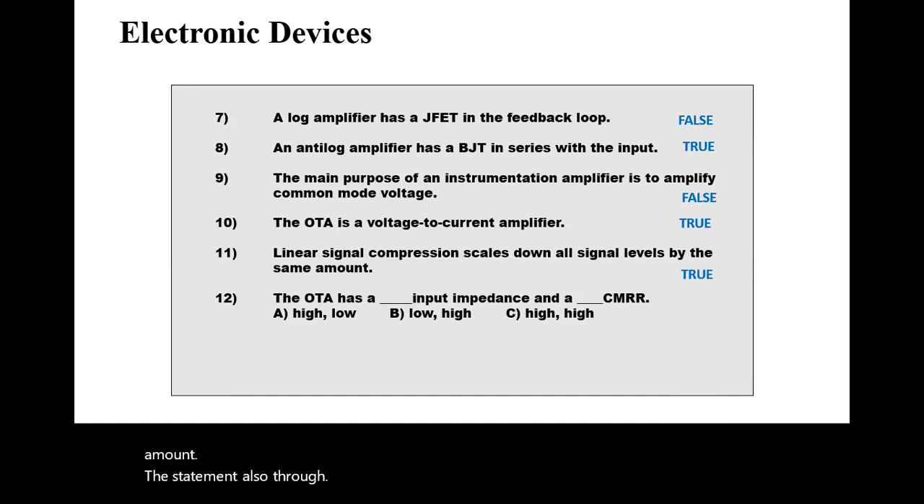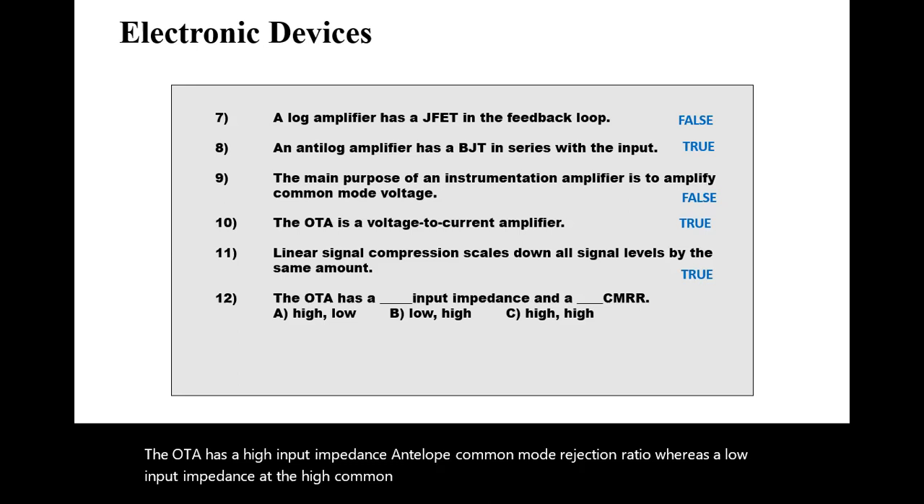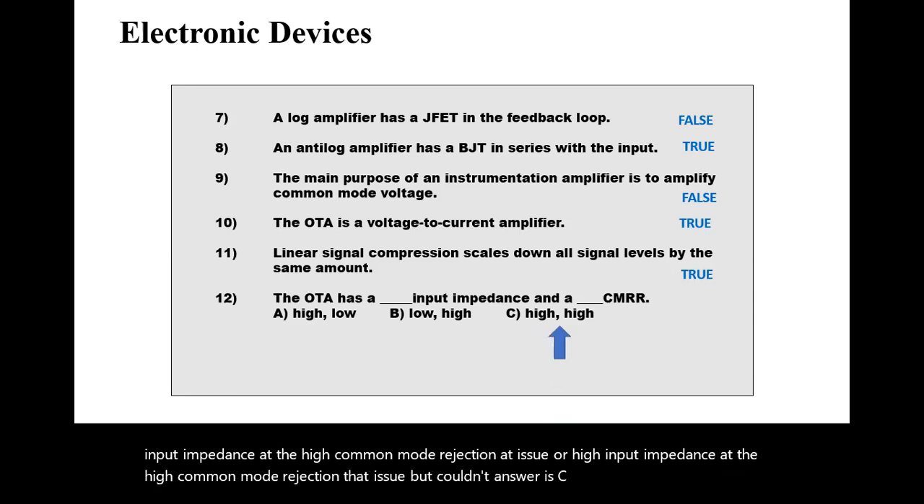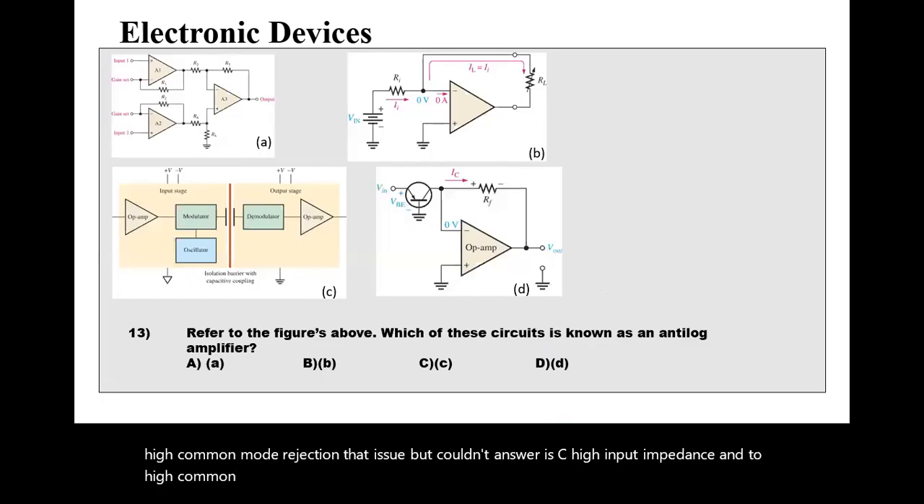The next one: the OTA has a high input impedance and a low common mode rejection ratio, or a low input impedance and a high common mode rejection ratio, or a high input impedance and a high common mode rejection ratio. The correct answer is C, a high input impedance and a high common mode rejection ratio.